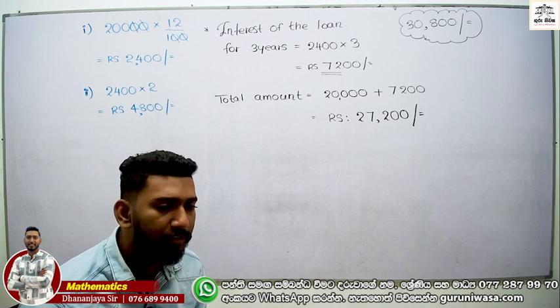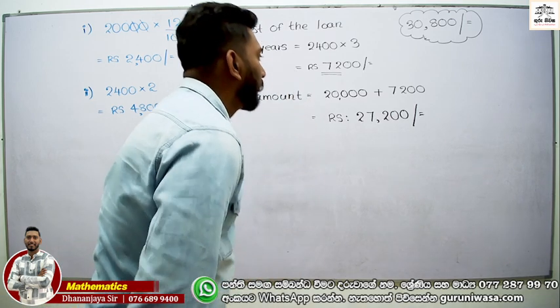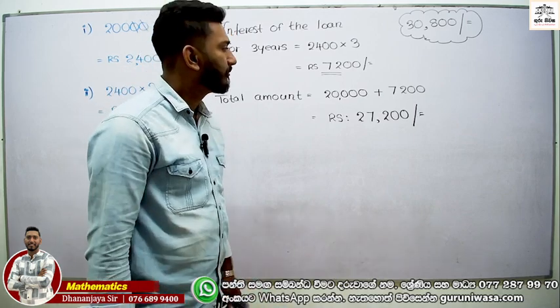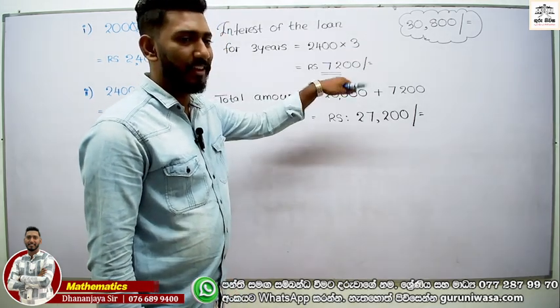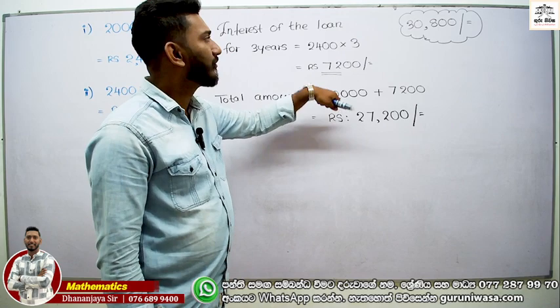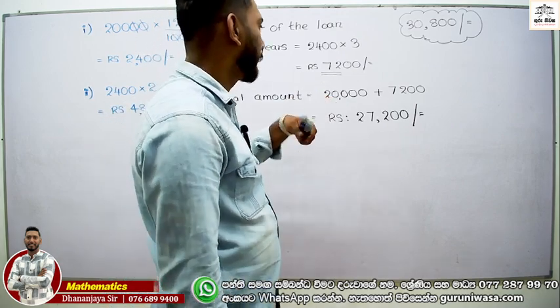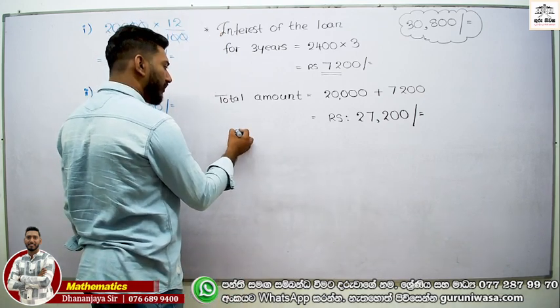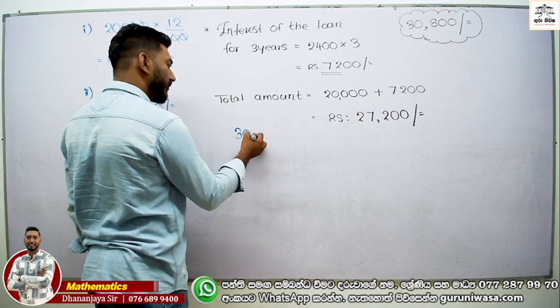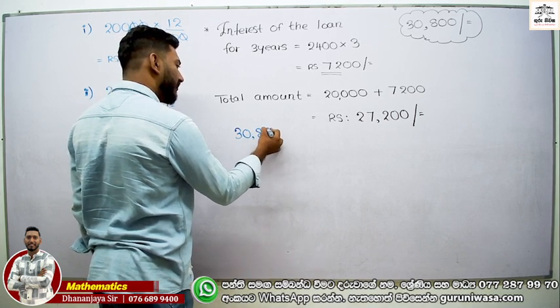2,800. Are you sure? The difference between these two things, right? You have to subtract 27,200 from 30,800.